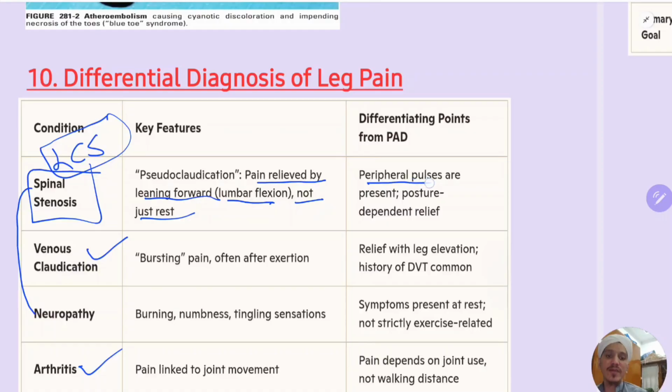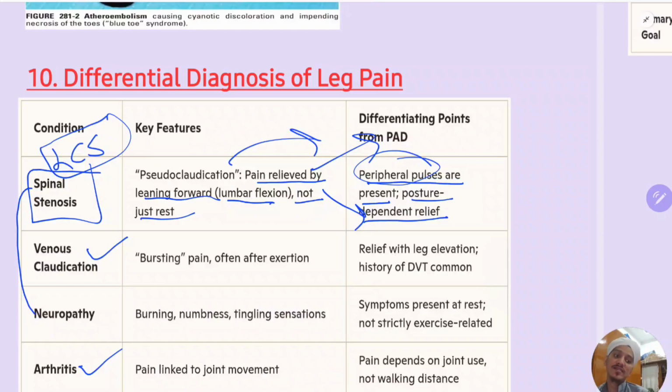How do you differentiate? Peripheral pulses are present, and posture-dependent relief will be there. These patients have a typical position, a gorilla-like walking posture. When they walk upstairs, because they bend, they will not feel pain. But when they walk downstairs, they will be straight, so at that time they will experience pain. That is the typical feature of neurogenic claudication due to LCS. Pulses will be palpable. But remember, because they are elderly individuals, they can even have vascular claudication too. Second is venous claudication.